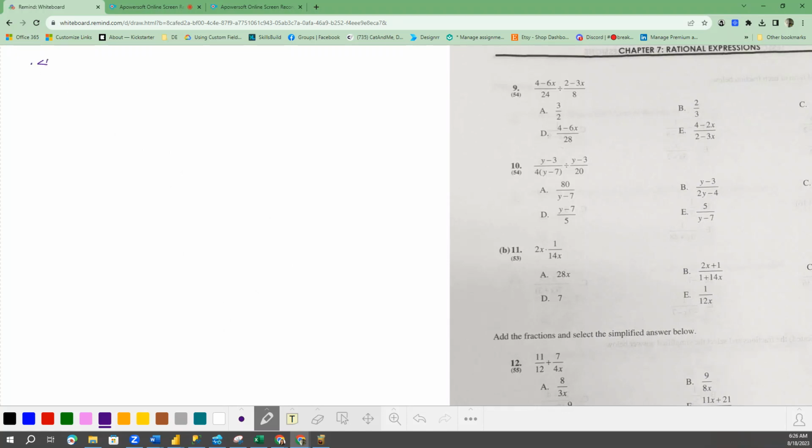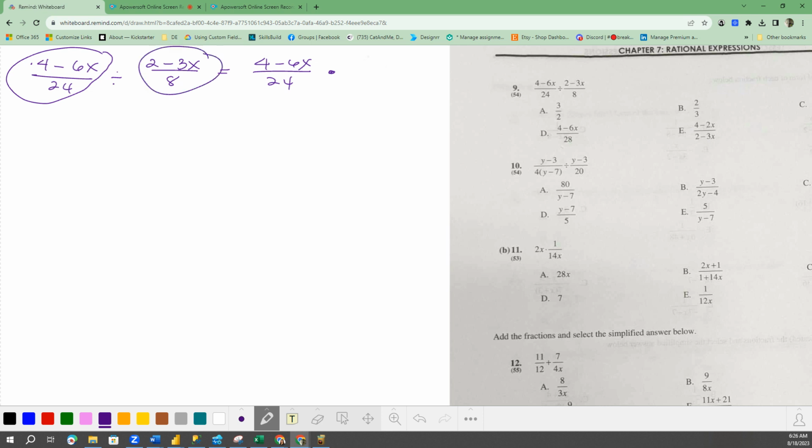I'm going to copy the problem. 4 minus 6x over 24 divided by 2 minus 3x over 8. So this is division. So that means keep it, change it, flip it, right? So let's do that first. I'm going to keep the first fraction, 4 minus 6x over 24, times, I'm going to flip the second one, 8 over 2 minus 3x.